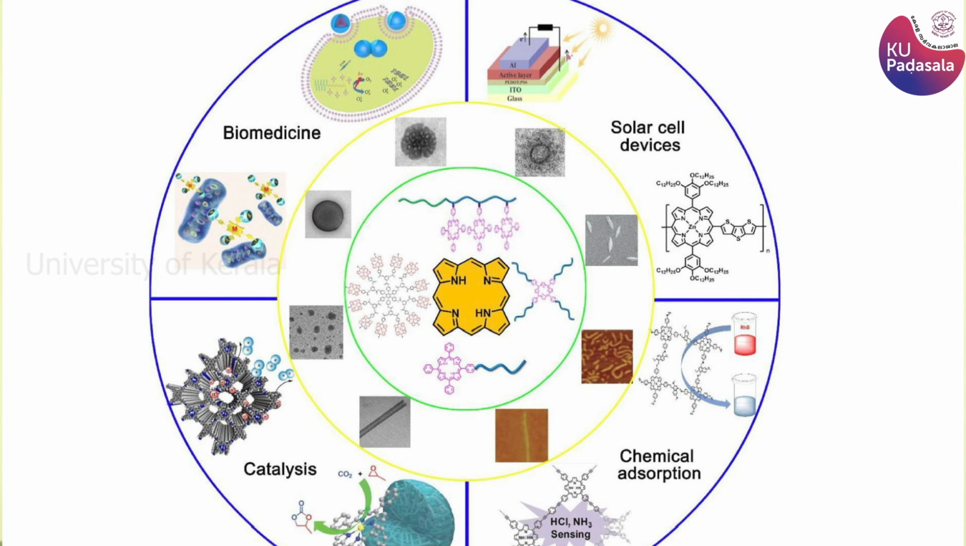Apart from the molecule as such, this porphyrin molecule can be integrated with different polymers, and that will give other applications, as I mentioned, in biomedicine, in solar devices, in adsorption, different chemical adsorption compounds, and in catalytic properties, etc. So these are examples where a porphyrin molecule or a porphyrin derivative is attached to a polymer or another nanoparticle to give different applications.